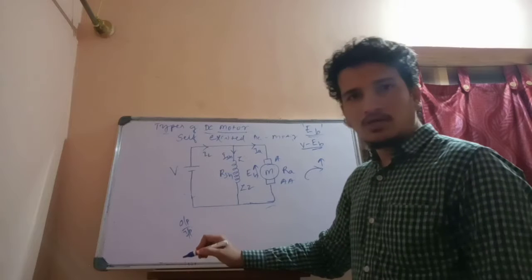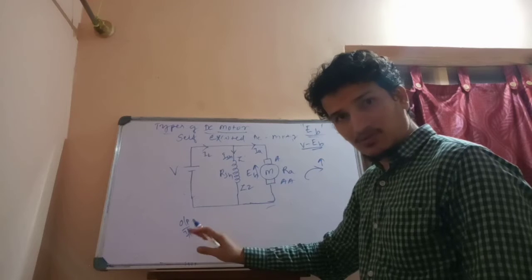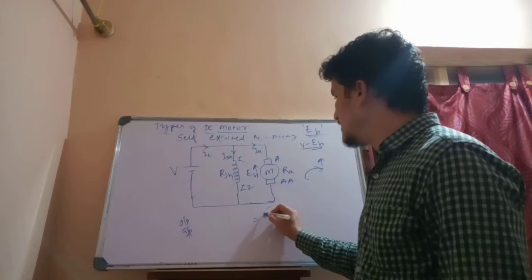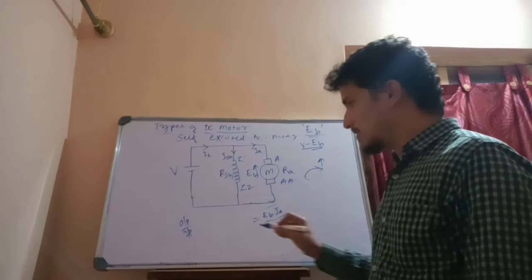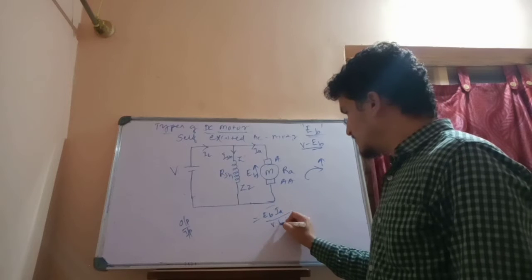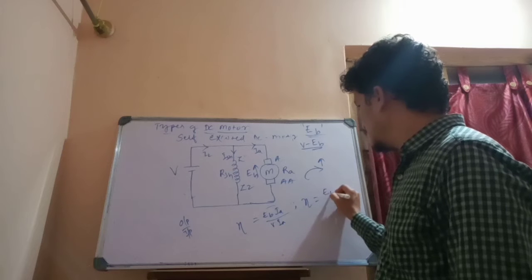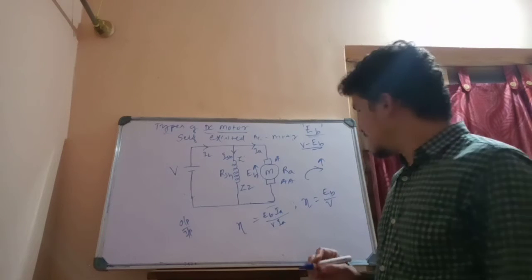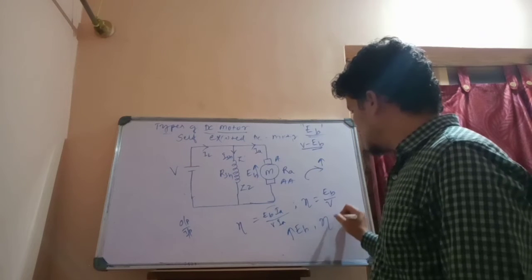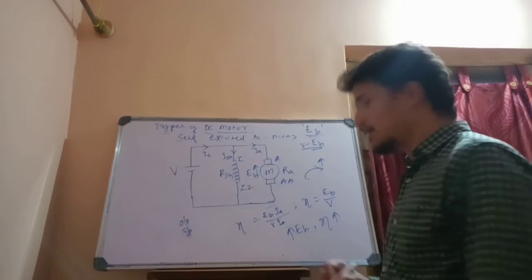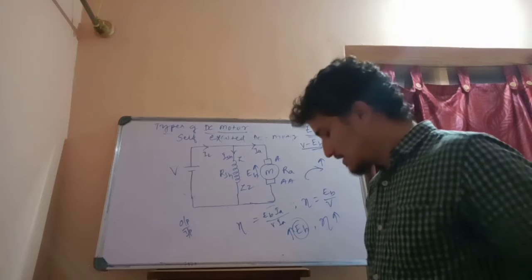Input. What is output? Electrical equivalent of mechanical power output. Mechanical power output we have to consider. What is that mechanical power output? EB into IA, right? EB, from the power balance equation we have learned this. EB into IA. What is input? V into IA. This is the efficiency. What is efficiency? Efficiency is equal to EB by V. So as EB increases, efficiency of the DC motor increases. So in terms of efficiency also, back EMF plays a very important role.